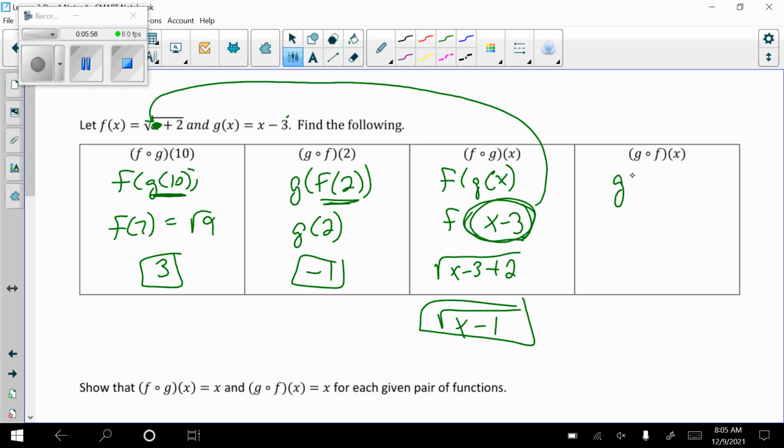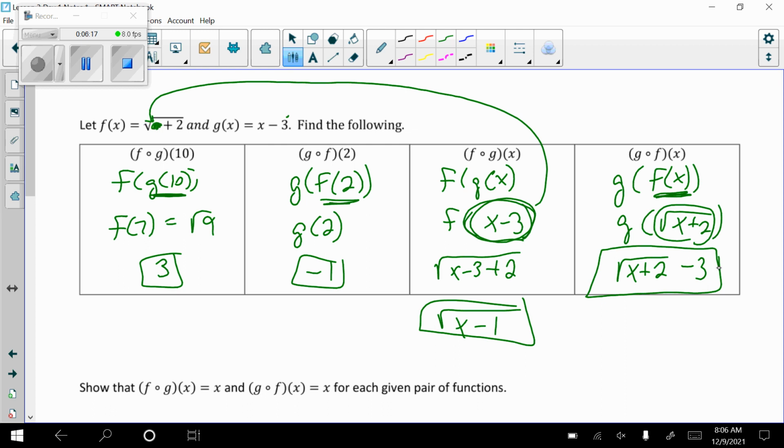Okay, let's do this again. So now we're going to go the other direction. My first step is just to call f of x what it is. So f of x is the square root of x plus 2. And I'm going to take this whole thing and replace it for x in the g of x function. So the square root of x plus 2, and then minus 3, because it's x minus 3. And that is your answer.